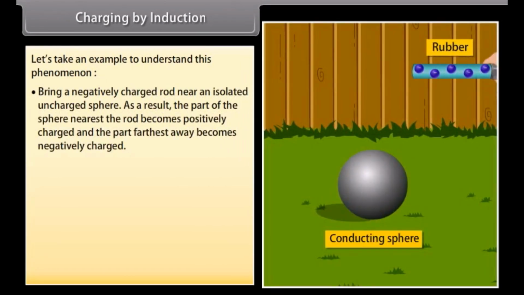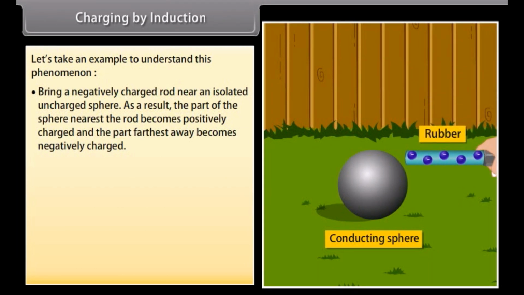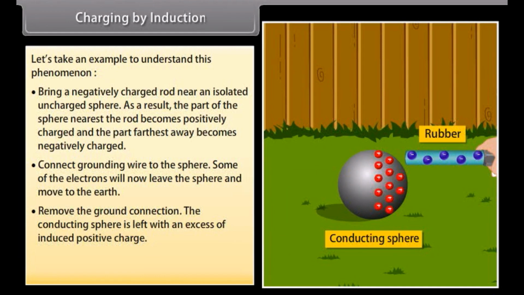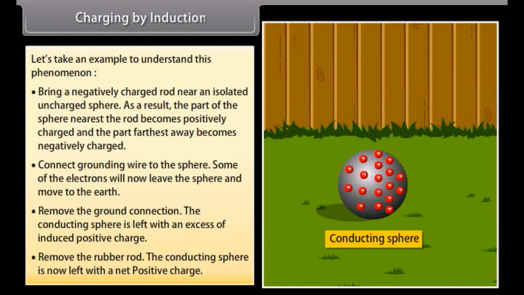Bring a negatively charged rod near an isolated uncharged sphere. As a result, the part of the sphere nearest the rod becomes positively charged and the part farthest away becomes negatively charged. Connect a grounding wire to the sphere. Some of the electrons will now leave the sphere and move to the earth. Remove the ground connection. The conducting sphere is left with an excess of induced positive charge. Remove the rubber rod. The conducting sphere is now left with a net positive charge.